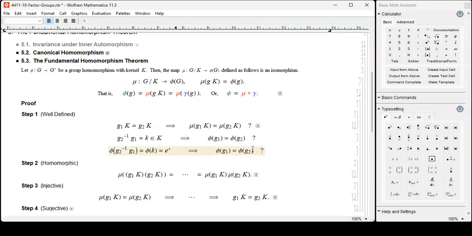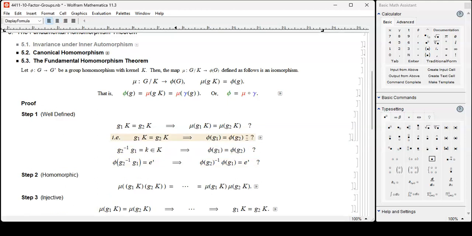And from here, can you get that? Well, let's see. You can manipulate this one as well. Flip this phi of g2 to the other side, and then this is e prime because this is a group operation in g prime. Let's see, this generating that. Oh, that's easy. That's because phi is a homomorphism. Yeah, looks like everything looks good.